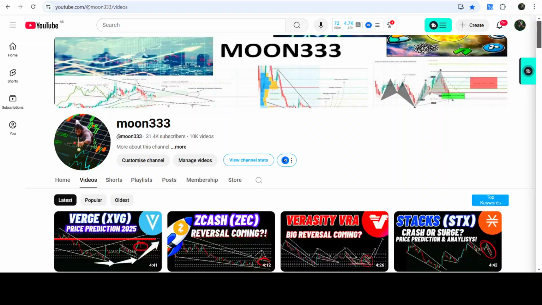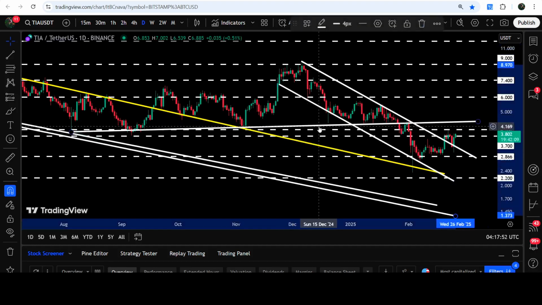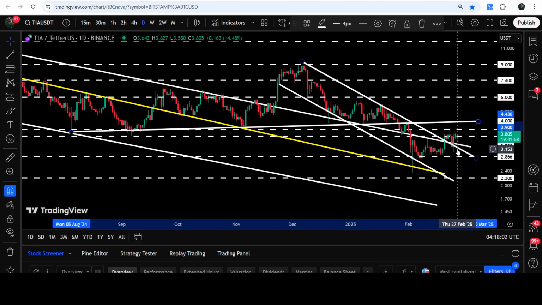We have a very nice development on the daily time frame chart of TIA. You can see recently the price of TIA, while moving to the downside, formed this down channel. And now we have broken out the resistance of this channel. After the breakout, the price has retested the previous resistance of the channel as support.